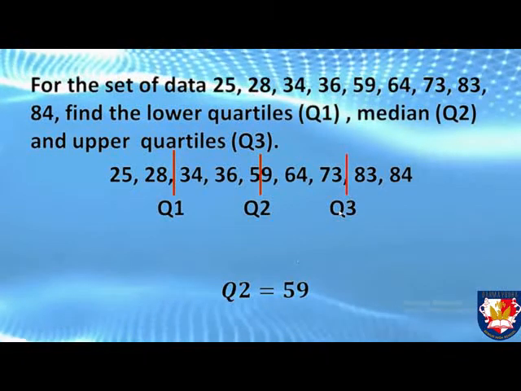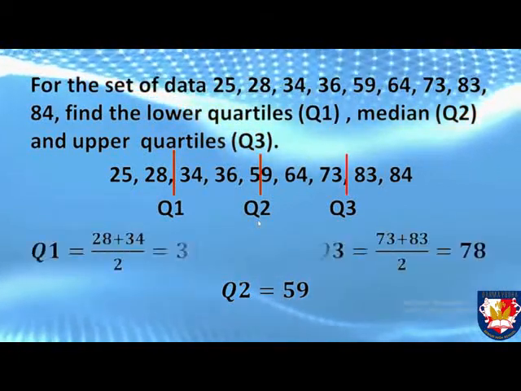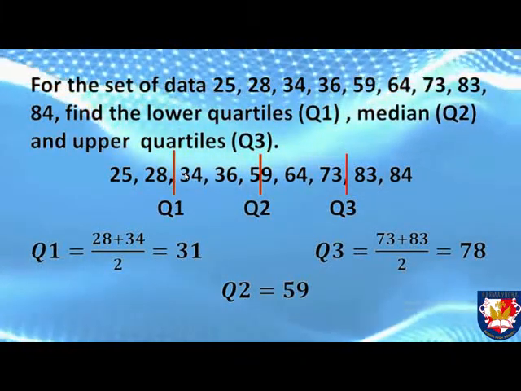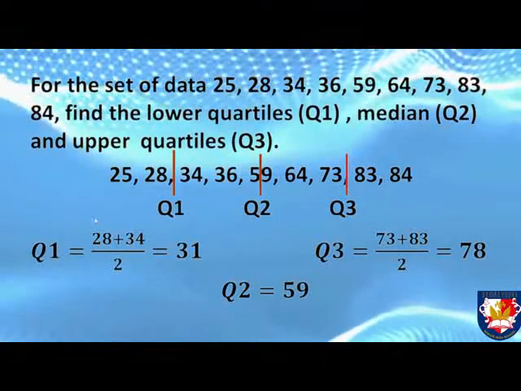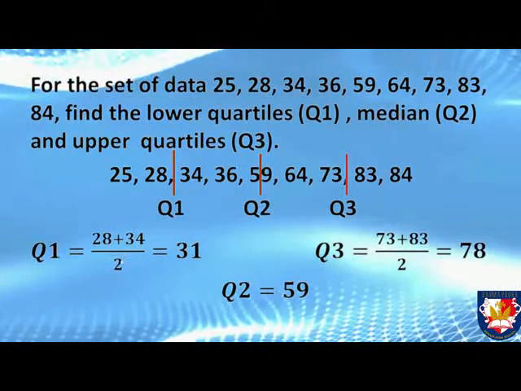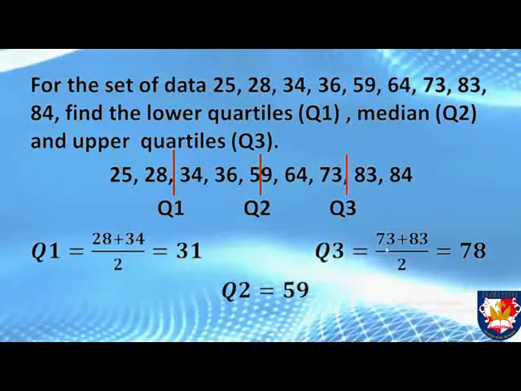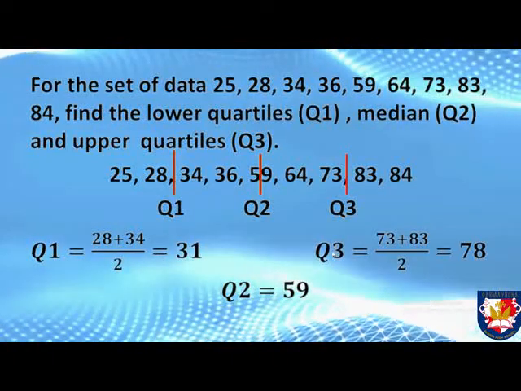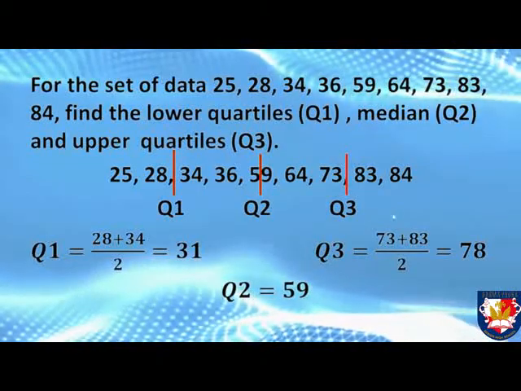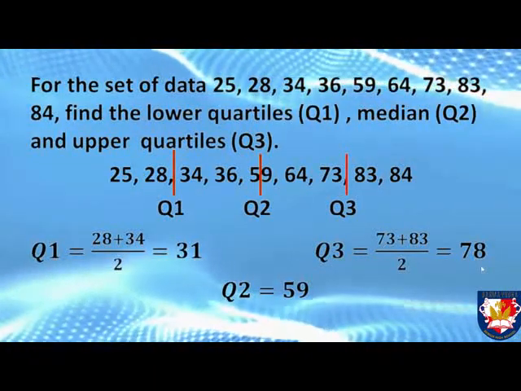Q2 is obviously 59, as you can see here. But for the values of Q1 and Q3, Q1 is between 28 and 34. It means you need to find the average of 28 and 34. You add those numbers together and divide by 2, you will get 31. And so with Q3, you find the average of 73 and 83. You add these numbers together and divide by 2, you will get 78.